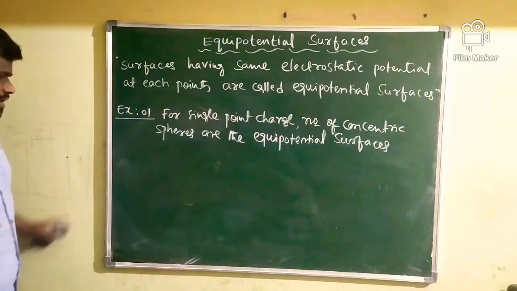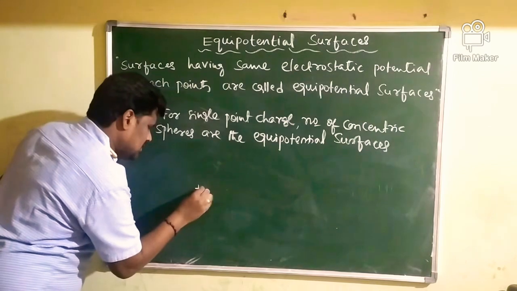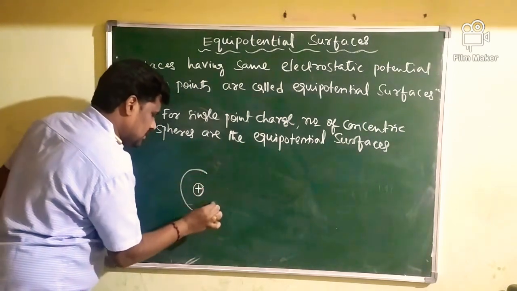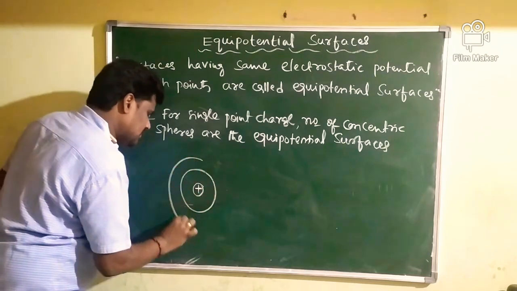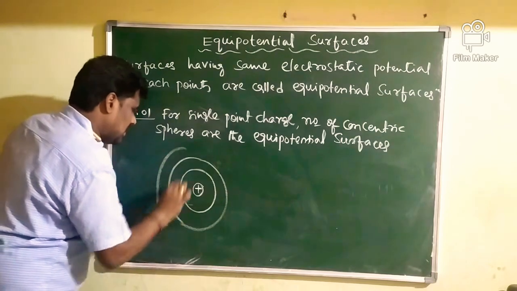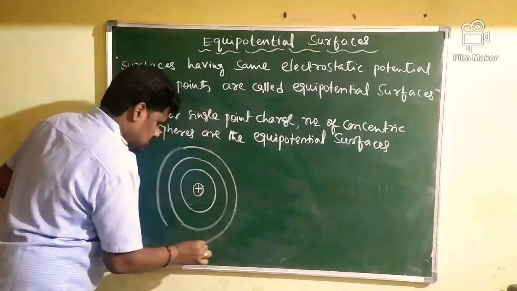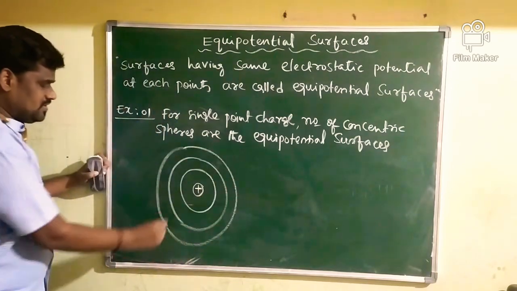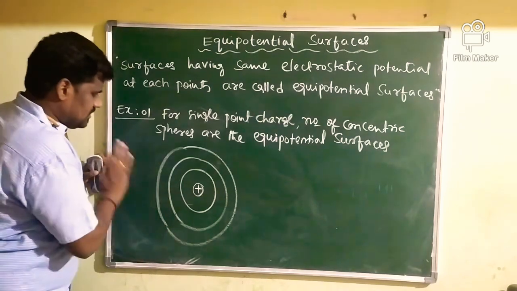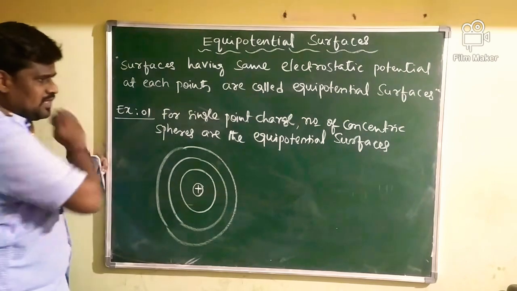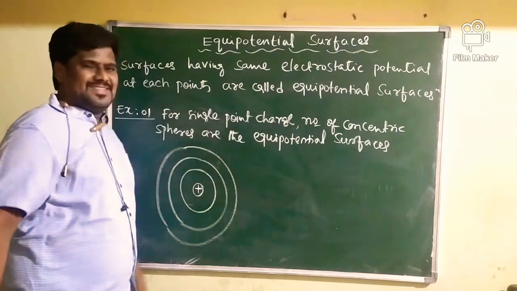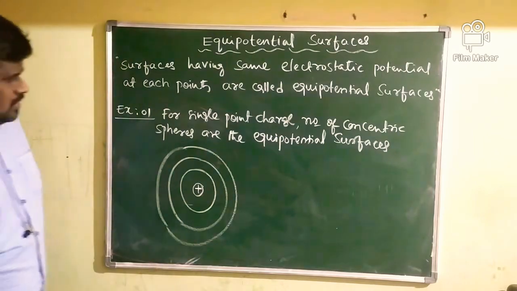So if you take the single point charge, around this single point charge, if we imagine a number of concentric spheres, these concentric spheres are examples of the equipotential surface. This is the first equipotential surface, this is the second equipotential surface, this may be a third equipotential surface. These are the equipotential surfaces for a single point charge.